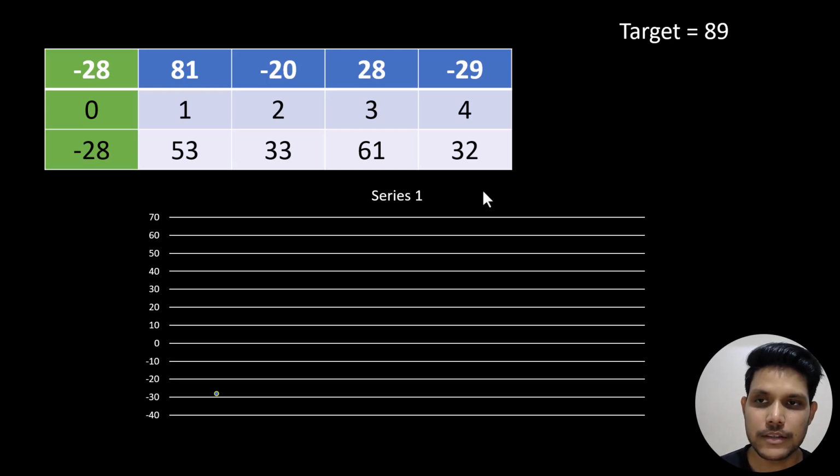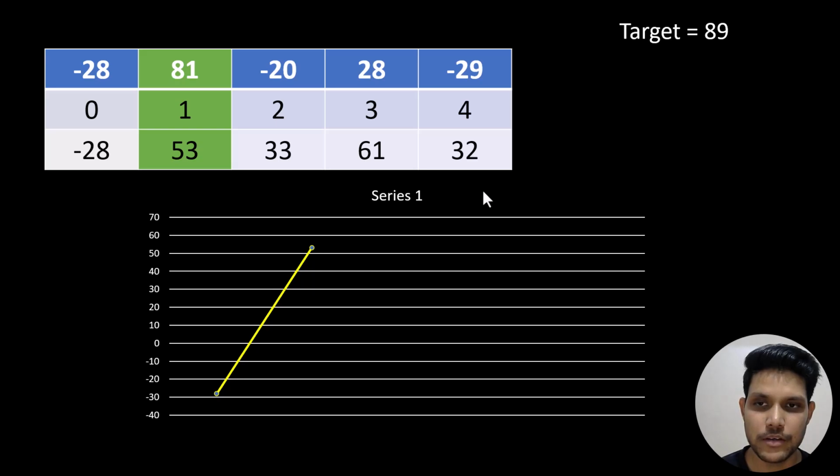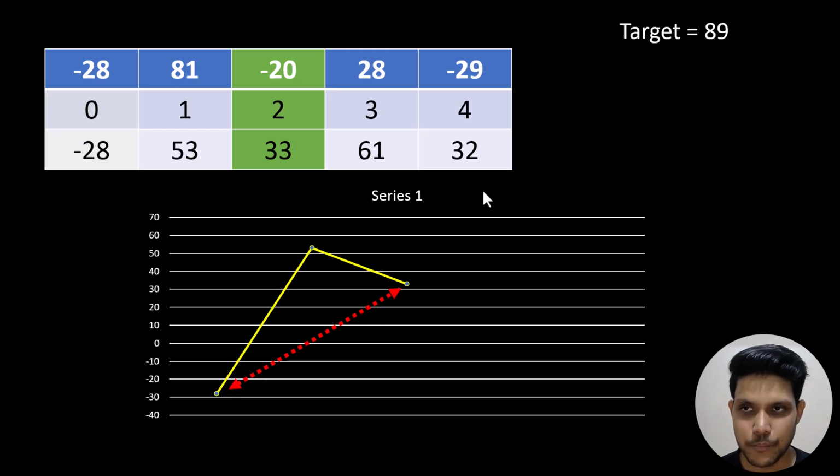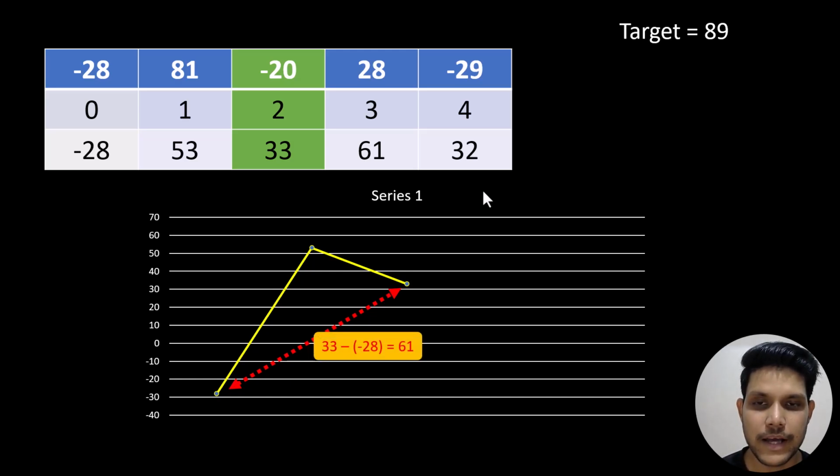Let's plot the sum that we are getting from starting from the 0th index to that particular index in a graph. So we put index 0, which is minus 28, into the graph. We move to the second value, index 1, which is 53, and then we come across index 2, at which the sum is 33. Now if we find the sum between index 0 and this current index, which is index 2, we get the sum as 61. Now 61 is still less than the target that we are trying to achieve, which is 89.